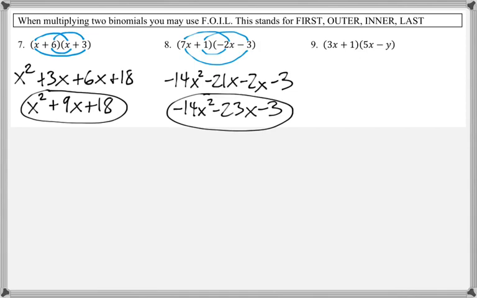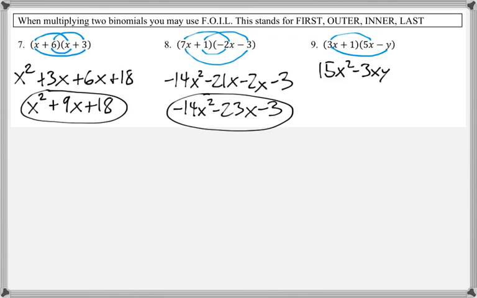Okay, lastly, for 9, I want to do first, so that is 15x squared. Then the outside, 3x times minus y. I can't really combine them too much. It's just going to be minus 3xy. I can't say an xy squared or something like that. It's just x times the y.